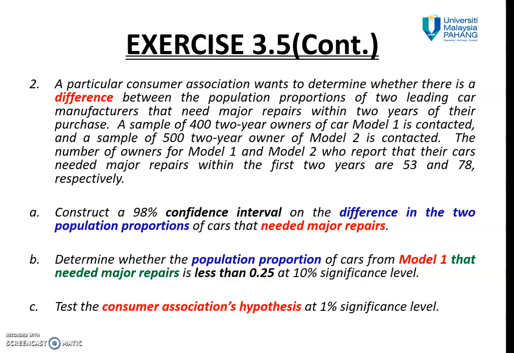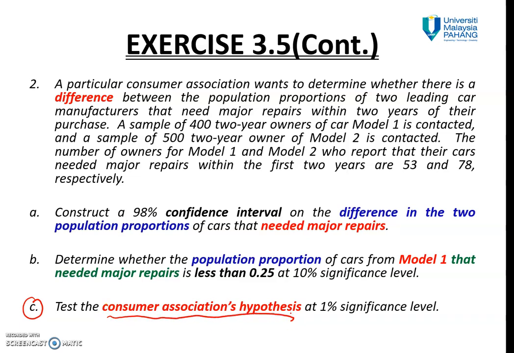So today I continue with exercise 3.5 question number C. In the previous video I discussed question A and B, so today we look at question C. The question asks you to test the consumer association hypothesis at 1% significance level. At the first place, you must know what the consumer association hypothesis is.